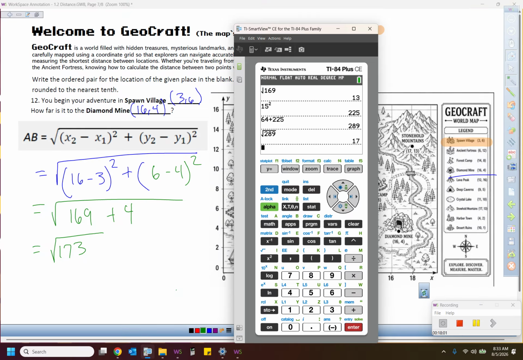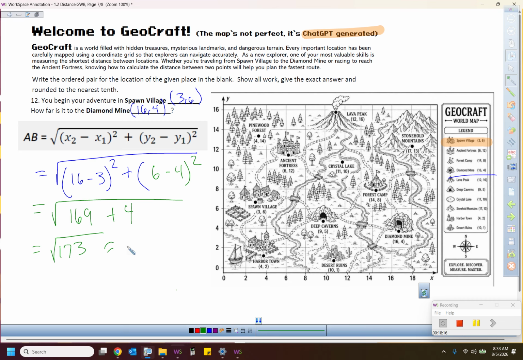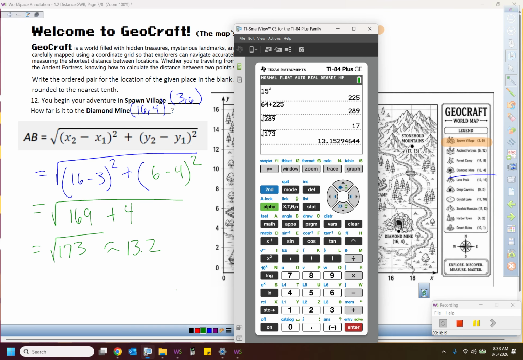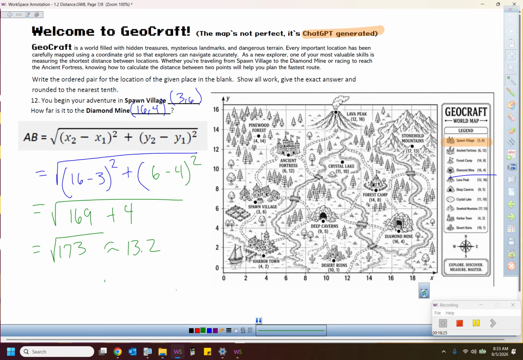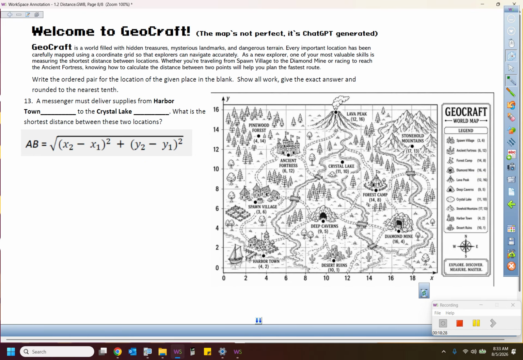And that, according to my best memories, isn't going to come out very pretty. Nasty little decimal. We will leave the square root of 173 as our exact answer. And then we'll put our approximate answer of about 13.2. We're rounding to 1 decimal place. And if you remember, to round to 1 decimal place, you've got to look to the second decimal place to see if it's 5 or larger. So about 13.2.